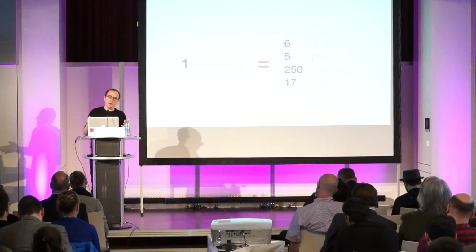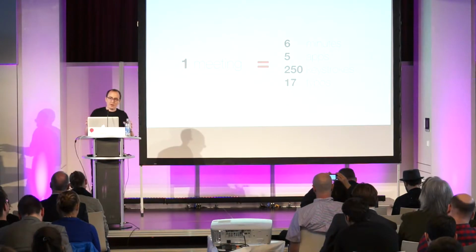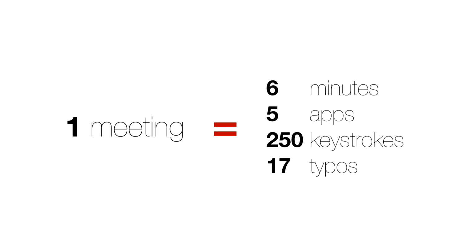And when I'm on my way to the meeting, again I'm going to open my calendar app and look at the people I'm going to meet, because I like to open the LinkedIn profiles of the people I'm meeting to have some context before I meet them. So all in all, for one meeting, I've spent 6 minutes on my smartphone. I opened 5 apps. I had to type 250 keystrokes, and I made 17 typos in the process. And this, we feel, is really broken.